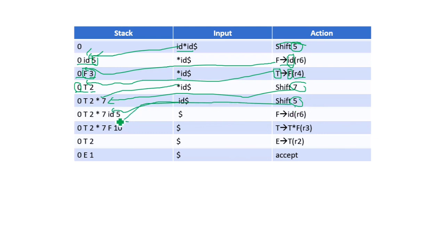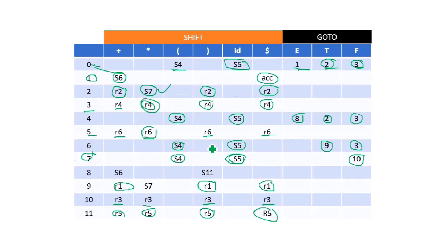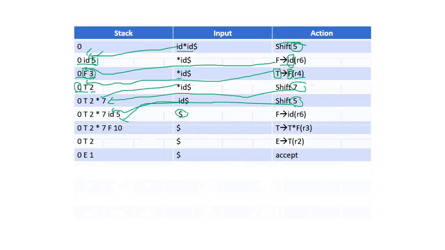Now 5 is on the left side, dollar is on the right side. Now 5 comma dollar results in R6. Sorry, 5 is here and dollar is here. It is R6, so production number 6. R6 is F tends to ID. F tends to ID has one element on the right, so pop two elements from the stack.